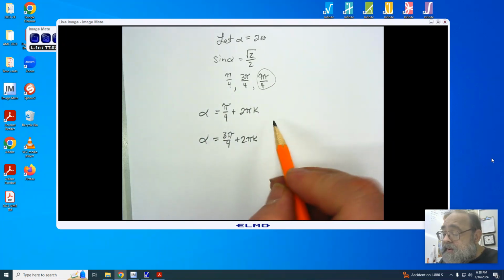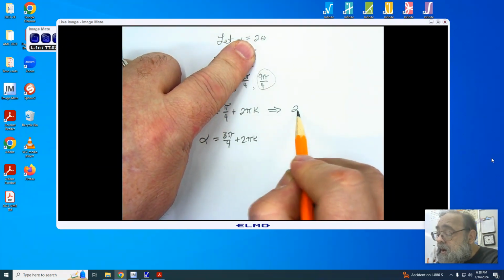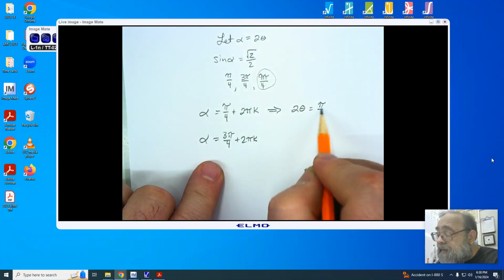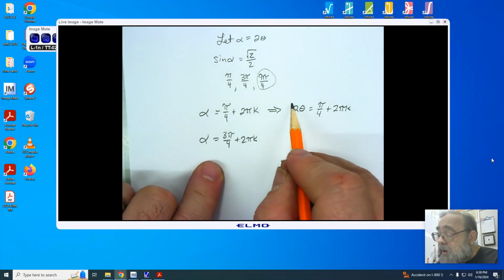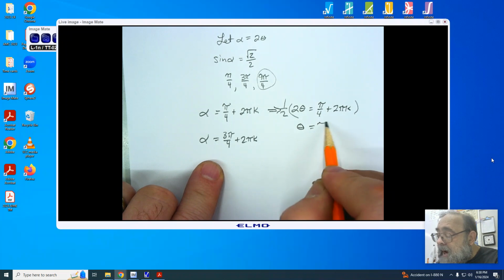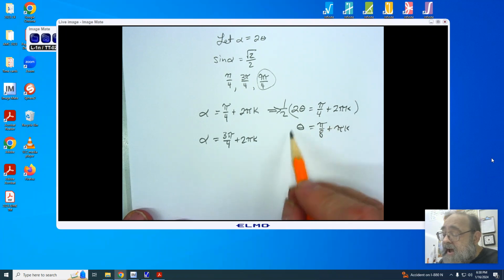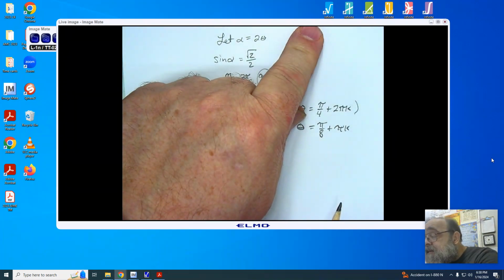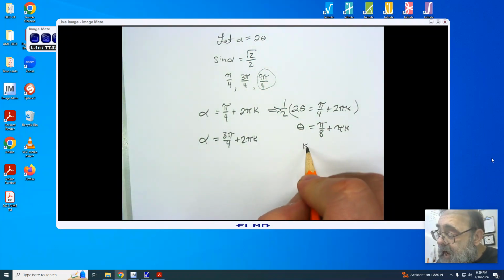I'm now going to replace my alpha with what we called alpha to be. So this is going to become 2 theta equals pi over 4 plus 2 pi k. This will allow me to multiply everything by 1 over 2, so that theta is now pi over 8 plus pi k. I'm now going to let k equal 0, 1, and 2. And we're going to try and find every single theta that is less than 5 pi going through this process. So I'm going to let k equal 0.